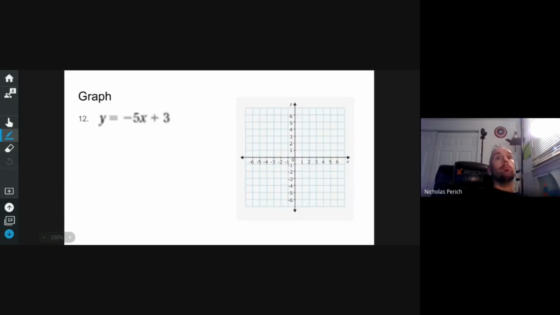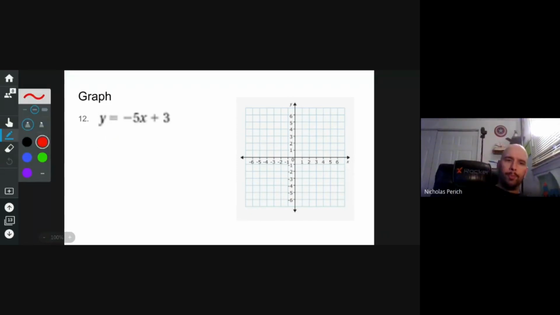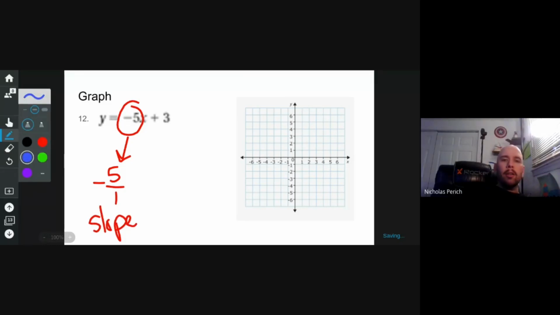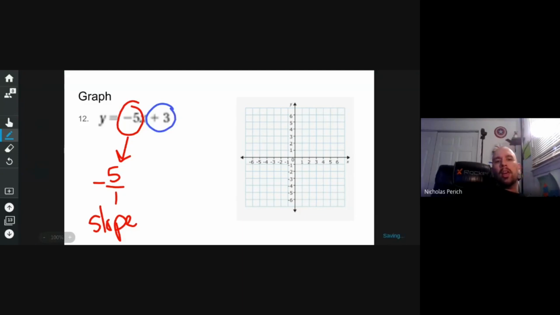Let's do another one. Is y all by itself? Sure is, which means the number in front of x is my slope. You know what? That's -5. I'm supposed to view it as rise over run, right? So that should be -5 over 1. That's my slopey slope. My y-intercept is that number by itself floating around.